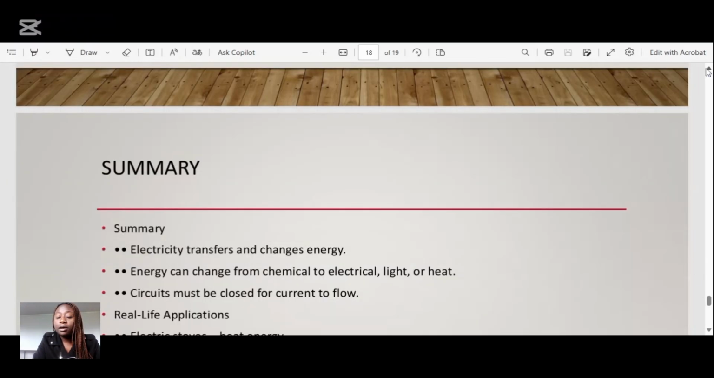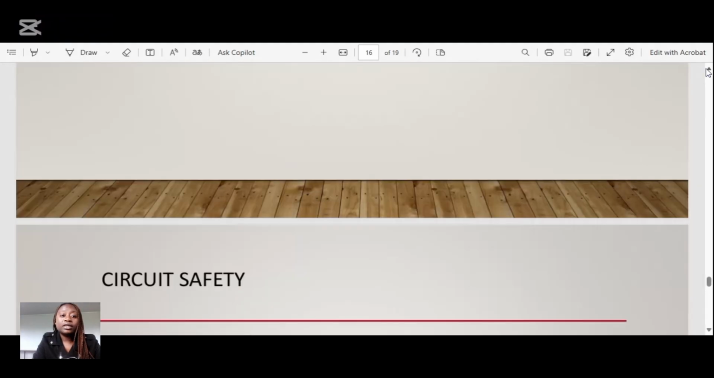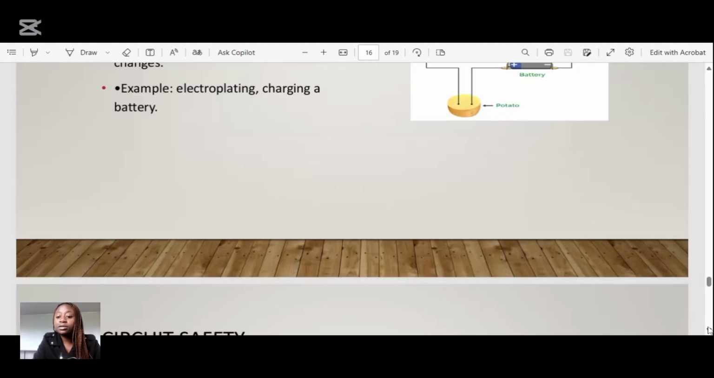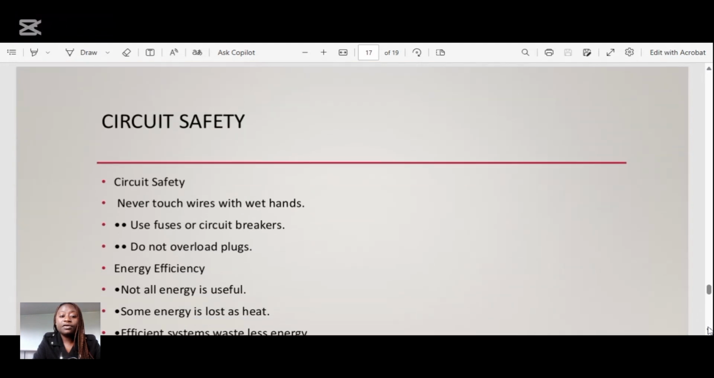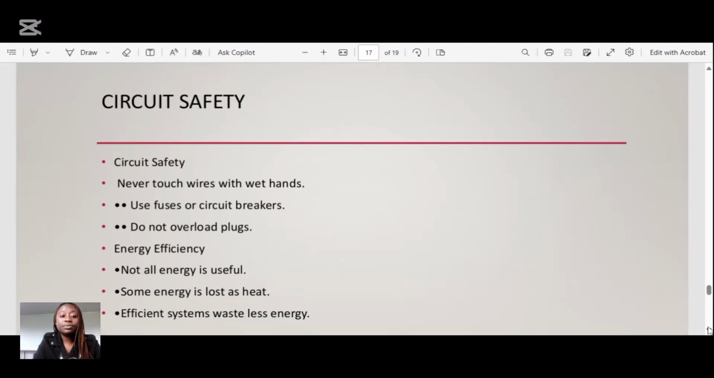We have the safety, secure safety. What we need to know to be safe when we are dealing with circuits: never touch the wire with a hand and use the fuse or a circuit breaker. Do not overload the plugs. Don't put a lot of plugs.